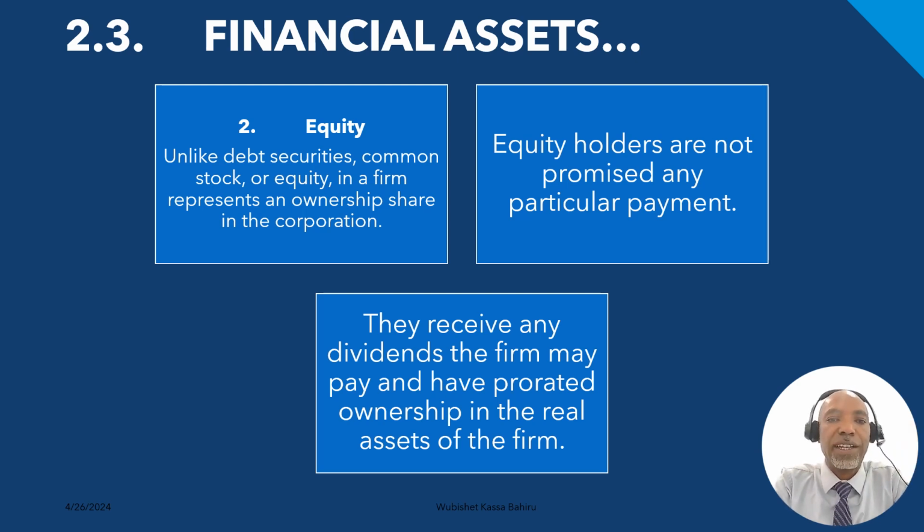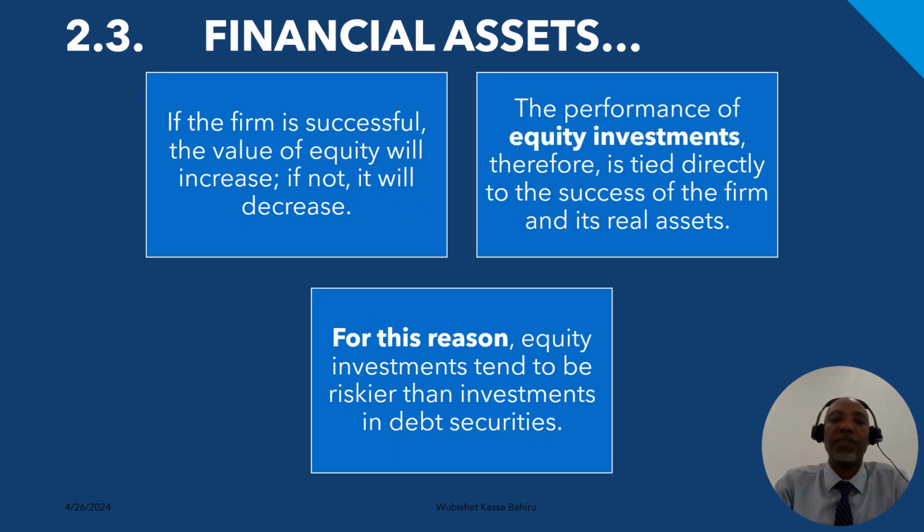The second kind of financial asset is equity. Unlike debt securities, common stock or equity in a firm represents an ownership share in the corporation, which means equity holders are not promised any particular kind of payment. They receive any dividends the firm may pay and have a prorated ownership in the real assets of the firm. That means if the firm is successful, they will get higher amounts of dividends. If the firm is not performing well, they may not get any dividends.